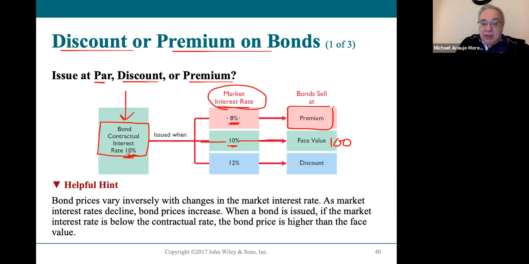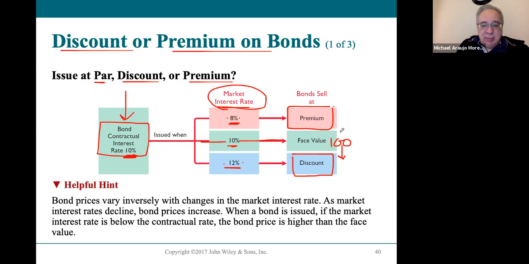The other option is you come to market with a 10% bond and interest rates have gone up. Boo. Which means all investors that want to invest today can get 12% on their money, and you're offering them 10% on your money. So they're not even looking at you. You're like, 10%? I can get 12. Why should I pay attention to you? Well, that means that in order to get anybody interested in lending you money and buying your bonds, you're going to have to discount that bond, which means the price of the bond is less than 100% of the face value.